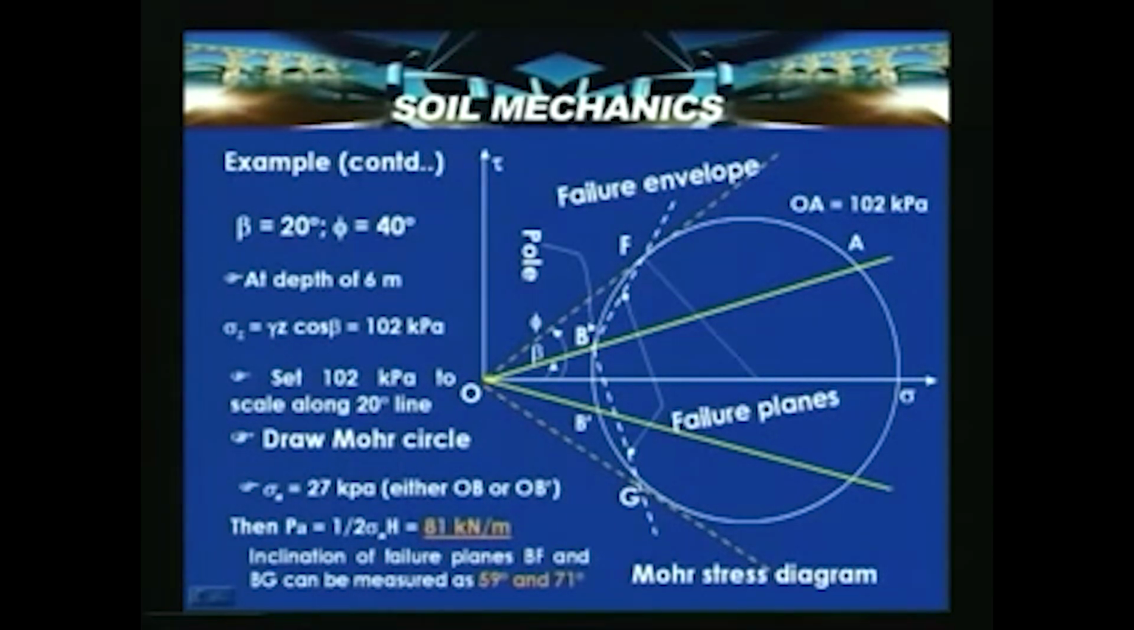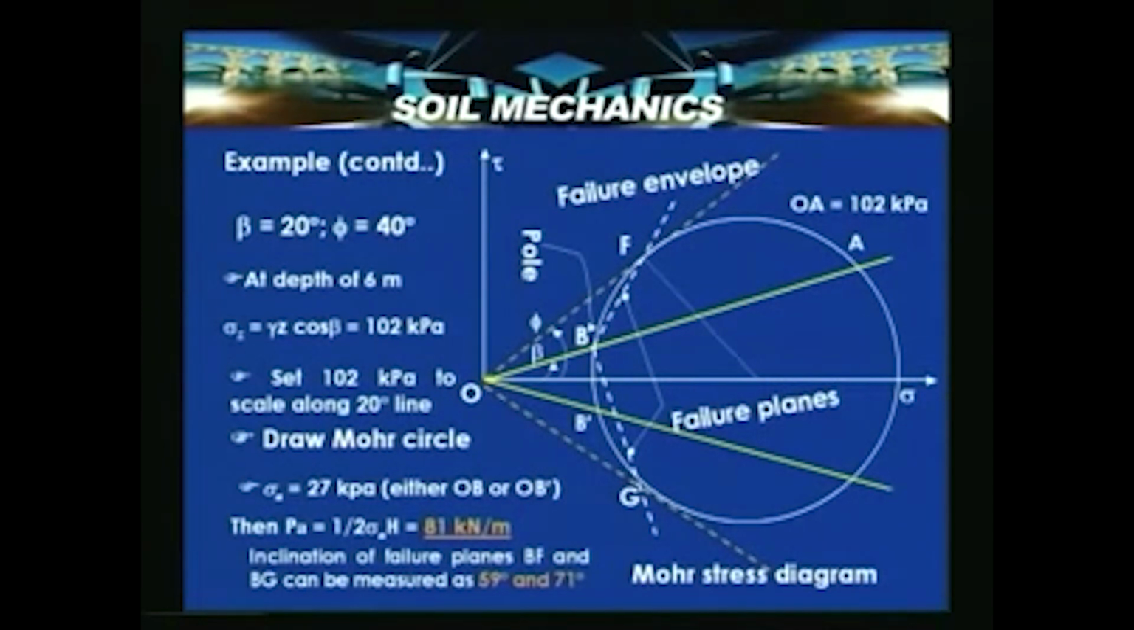So the inclination of the failure planes BF and BG can be measured. BF is at 59 degrees with the horizontal, and BG, which is the other failure plane, is at 71 degrees with the horizontal. So by using these concepts, we can solve this problem graphically using Mohr circle concepts and compute the active thrust.